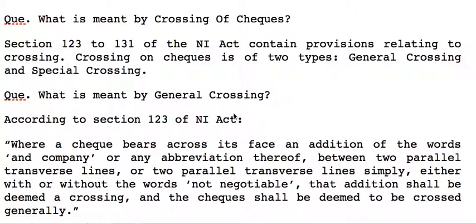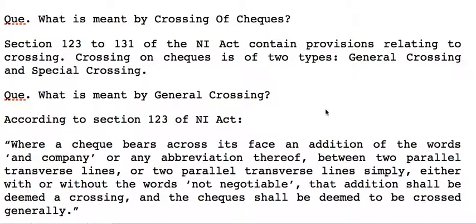Sections 123 to 131 of the Negotiable Instruments Act contain provisions relating to crossing. Now, what is crossing? When there are two parallel transverse lines on a check, it is generally said to be a crossed one. Crossing is of two types. One is general crossing, another is special crossing.